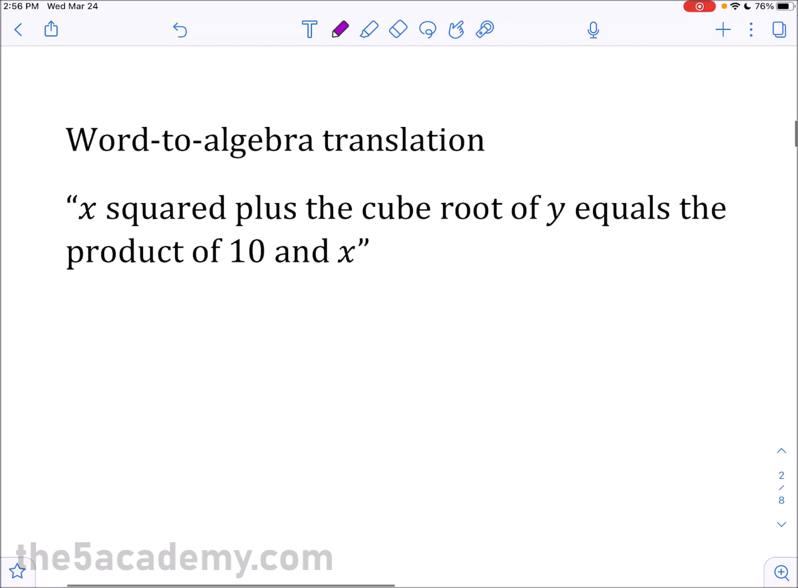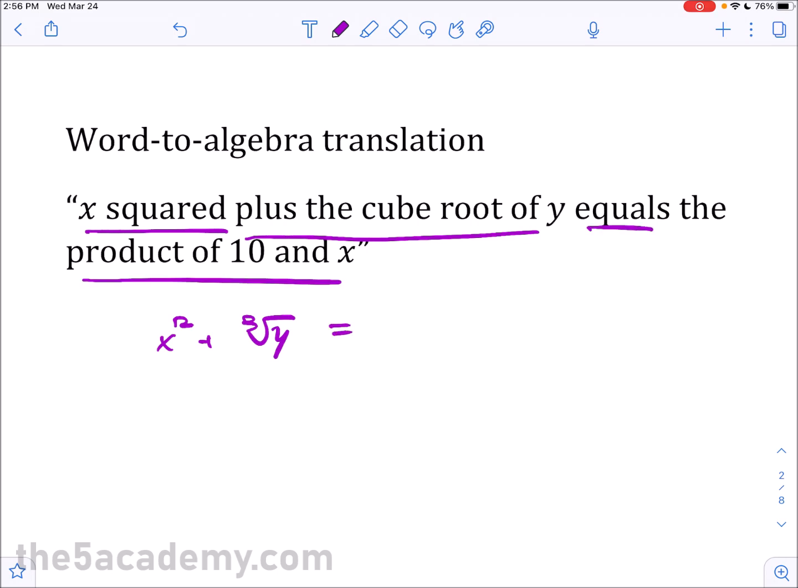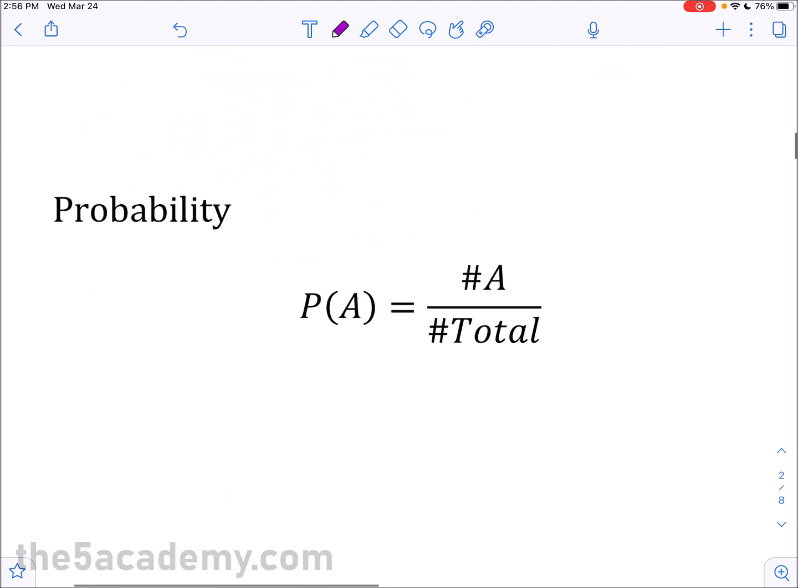Word to algebra translation. So you will be asked to translate expressions like this into math terms. So x squared plus the cube root of y equals the product of 10 and x. So I just did it. You should be able to do that. We have more practice problems for this on our website.